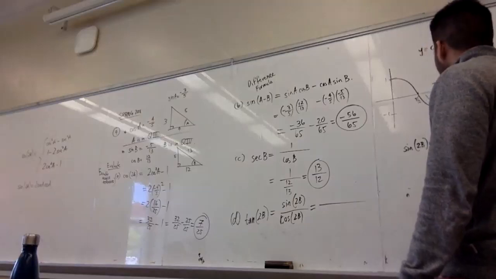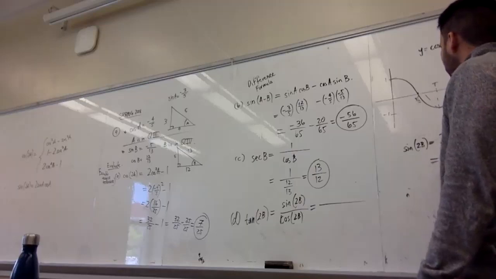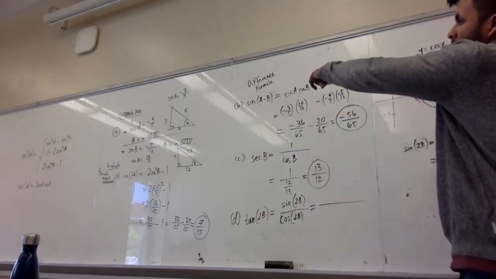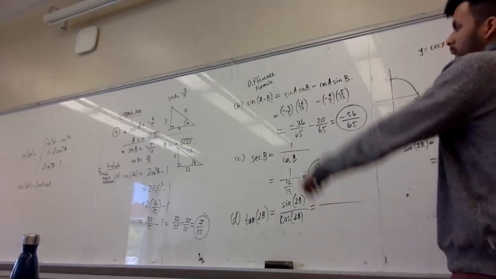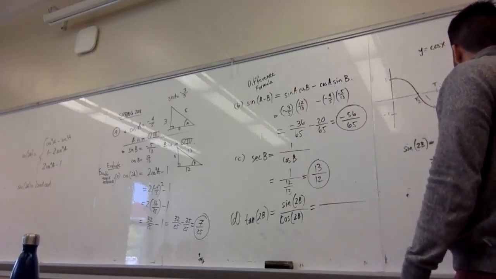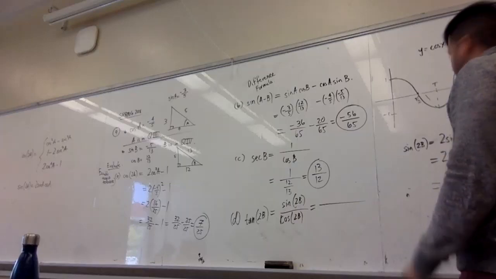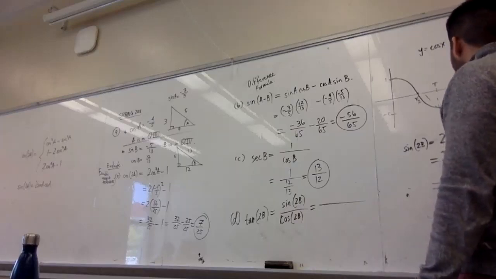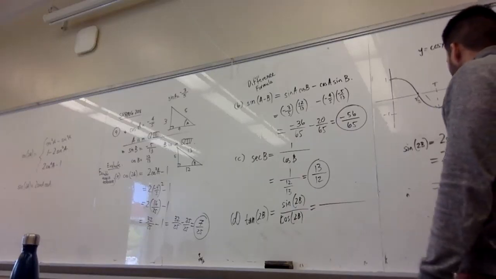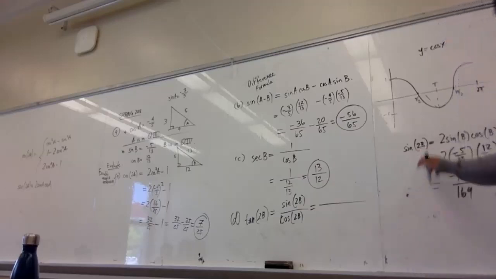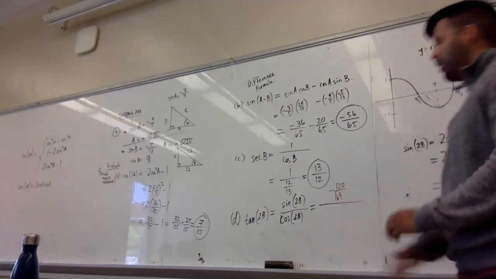It's going to be 2 sine of the angle, cosine of the angle, right? But don't I know this stuff already? I know sine of B, negative 5/13. I know cosine of B. So 13 times 13 is 169. Negative 5 times 12 is negative 60, times 2 is negative 120. So sine of twice the angle is negative 120 over 169.